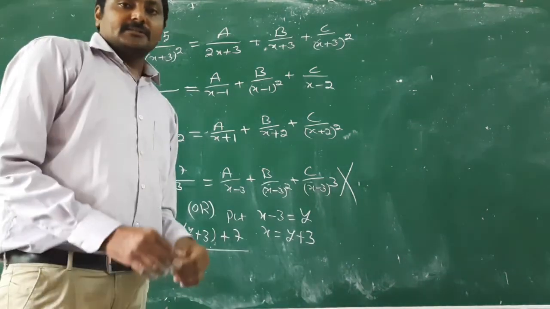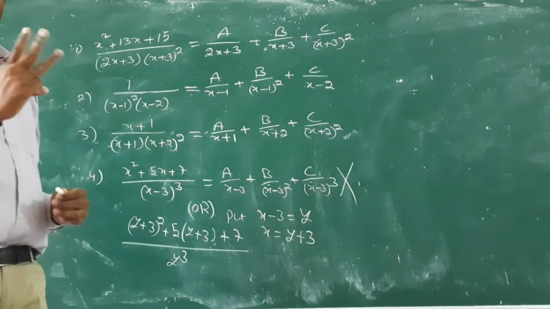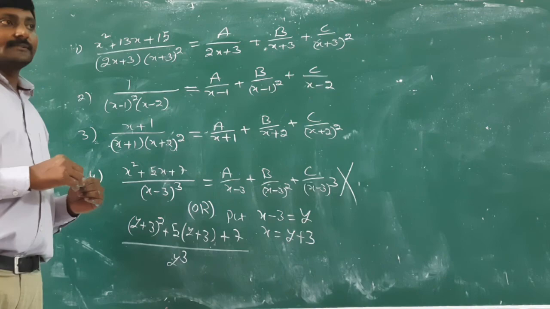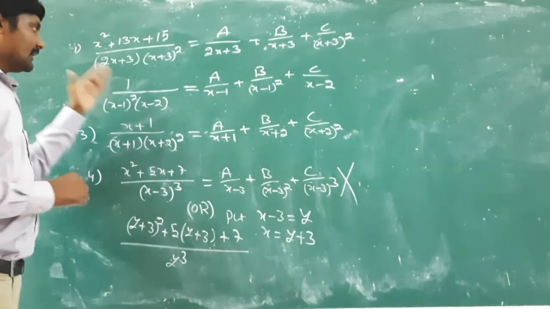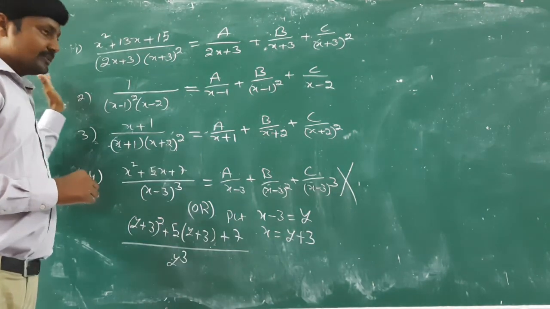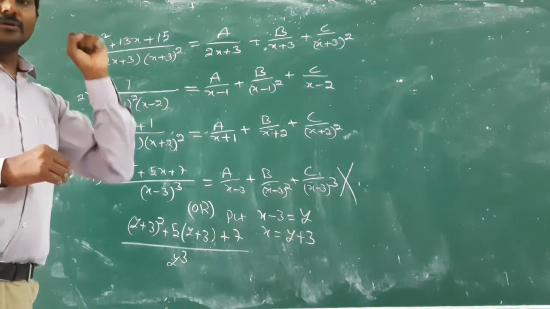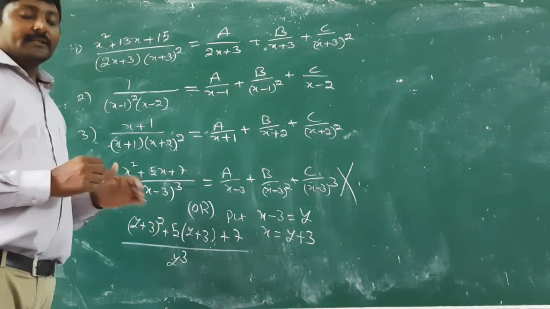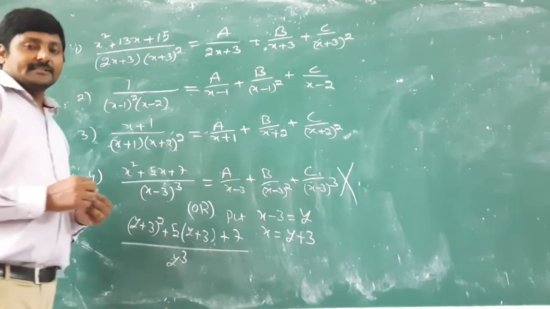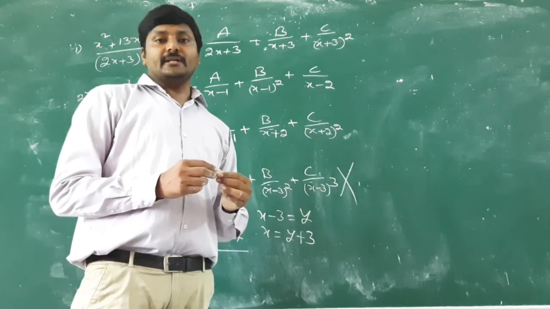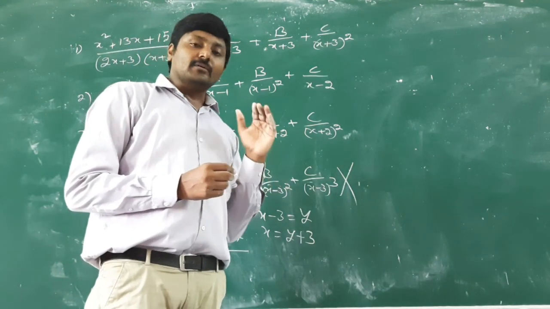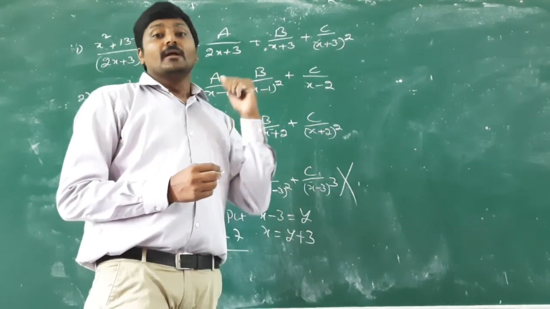Okay, next class we discuss the third type of fractions, that is g of x containing the quadratic factor. But here also, up to now we discussed only g of x containing only linear factors. Next, the third method, we discuss g of x containing the quadratic irreducible factors and quadratic irreducible repeated factors.